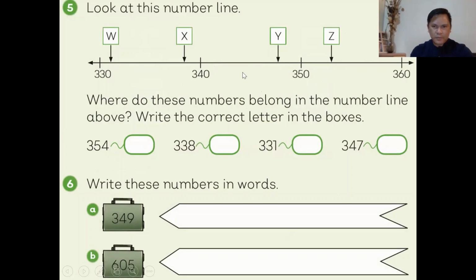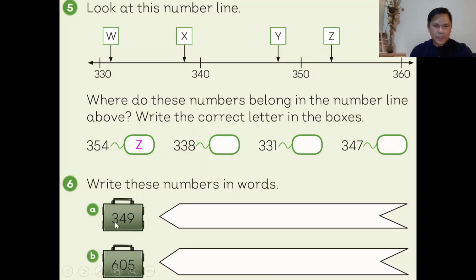354. Where is 354 here? Okay, 354. What letter? So write Z. Then 338. Here, the 338. What letter? Easy. The next, write this number, and so on, continue. Write this number in words. So write the number in words.